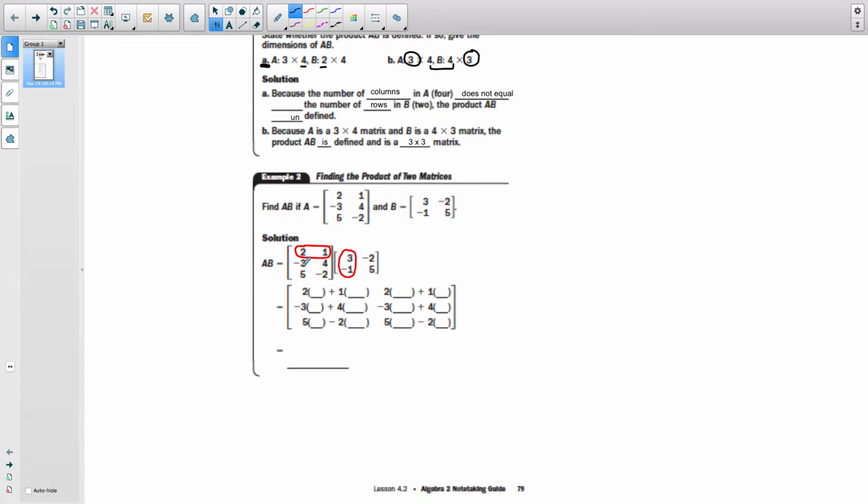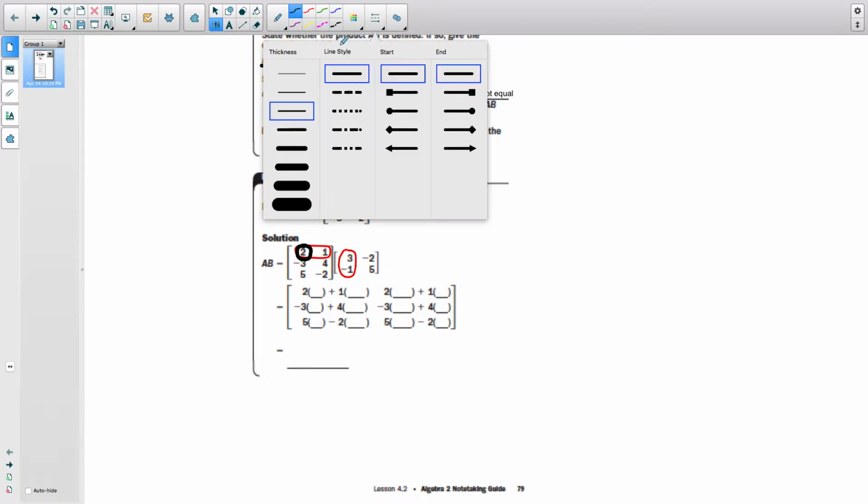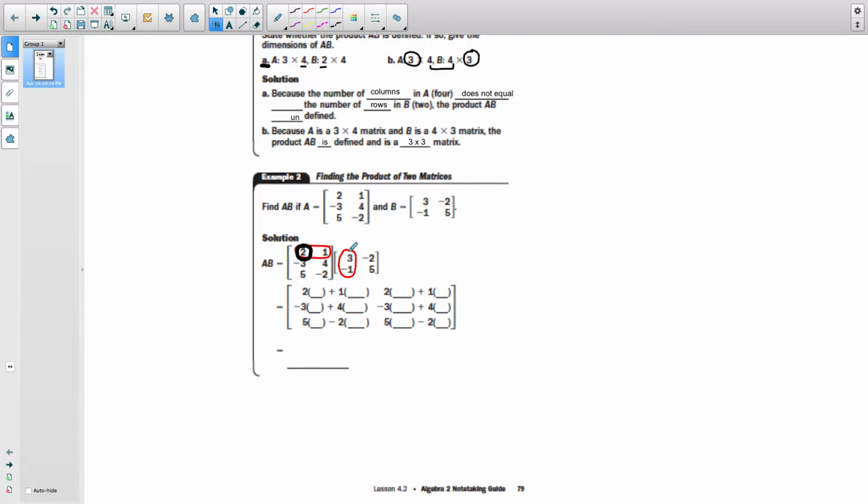Okay, so whenever you do this, you match the first number with the first number here. All right, so the first number of the row is going to match with the first number of the column. So those are the first two numbers that I'm going to multiply. So I'm going to do 2 times 3.